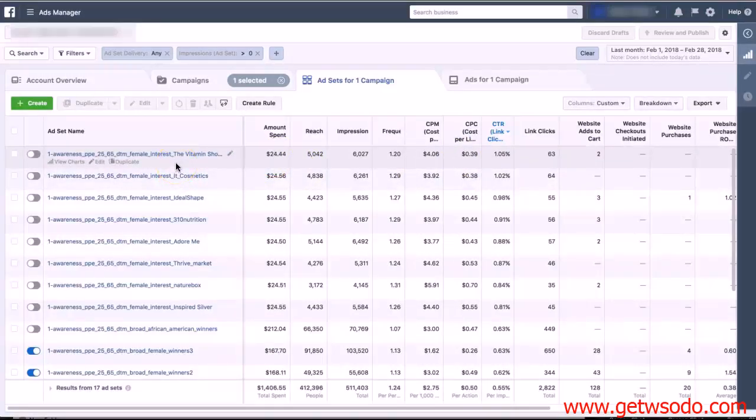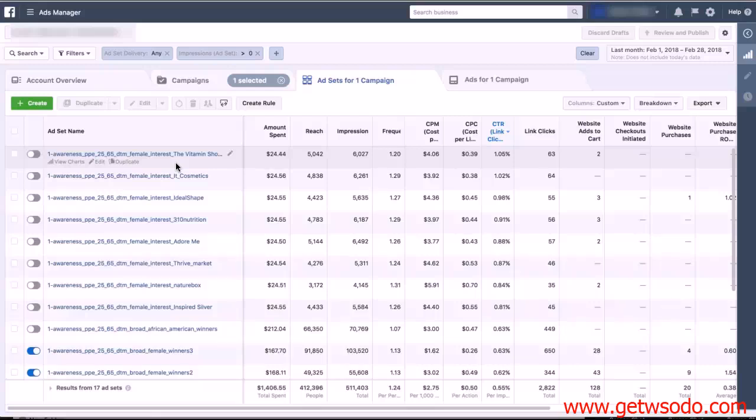What I would use is the cost per 10-second view, keeping that below 0.1 of a dollar, so 10 cents essentially, and seeing what percentage of people are actually getting to that 10-second view, or 25% as well, depending on how long your video is, to give you the validation that the video and the ad set are working as well.